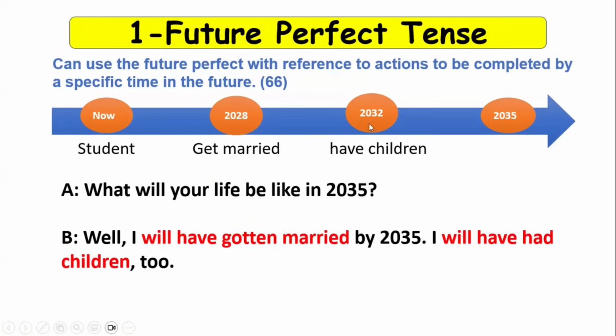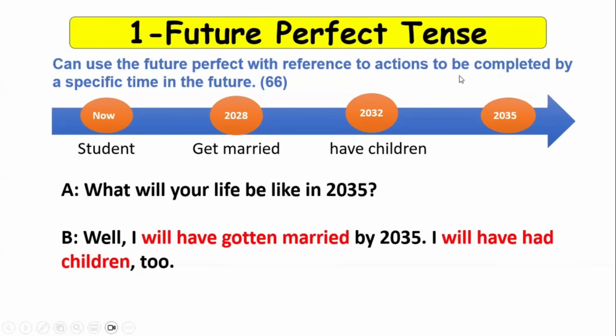Why? Because if you look at these events, they are before this year. So I'm imagining that I will jump to the future, to this year. If I travel to this year and I look back, for sure these will be completed. I will have gotten married. أكيد بكون اتزوجت قبل 2035. بالتأكيد. For sure this will be completed. I will have had children too. كمان هكون عندي أطفال. For sure. Why? Because I will have them in 2032.